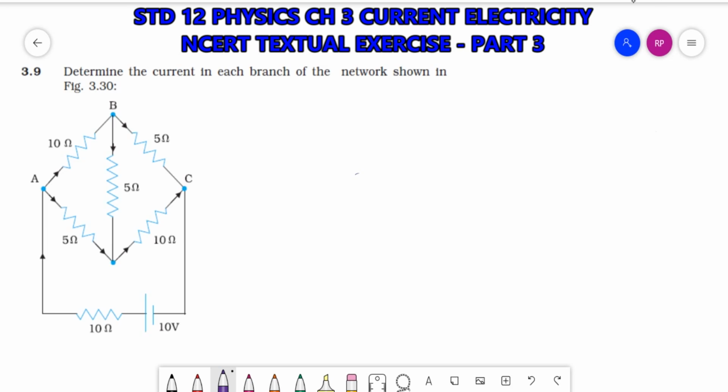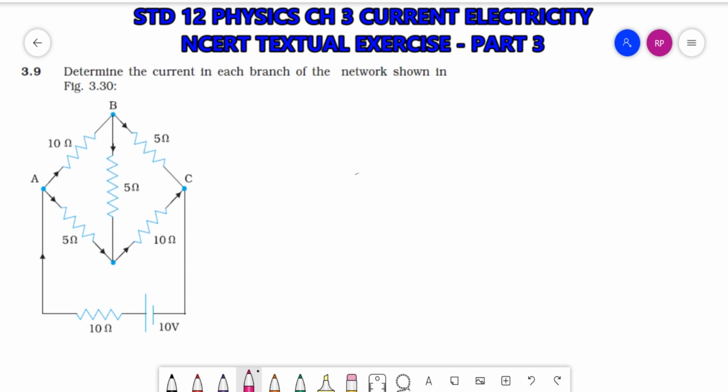Determine the current in each branch of the network shown in figure 3.30. Okay, so now this is the given circuit. First, let's check whether the resistor bridge is balanced or not. If I take the ratio 10 by 5, that is 2, and on this side 5 by 10, that is 1 by 2. So no, the resistor bridge is not balanced.